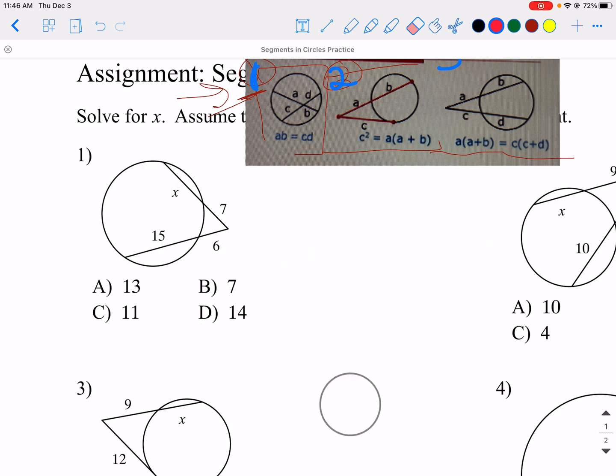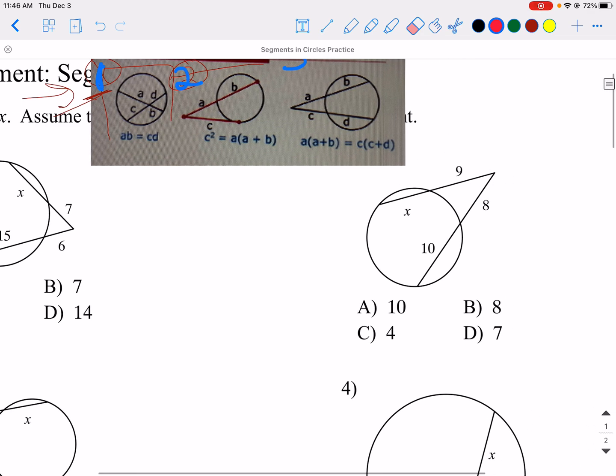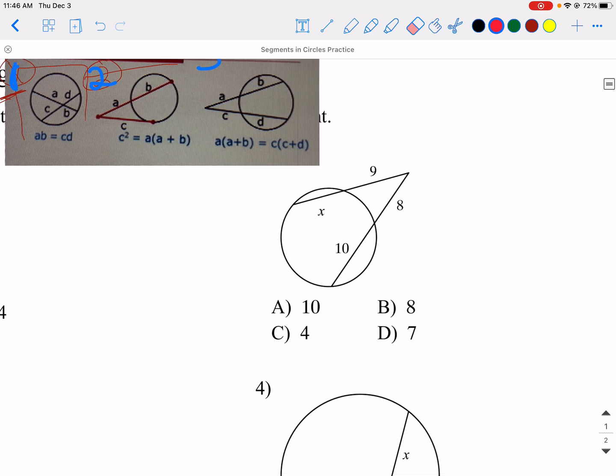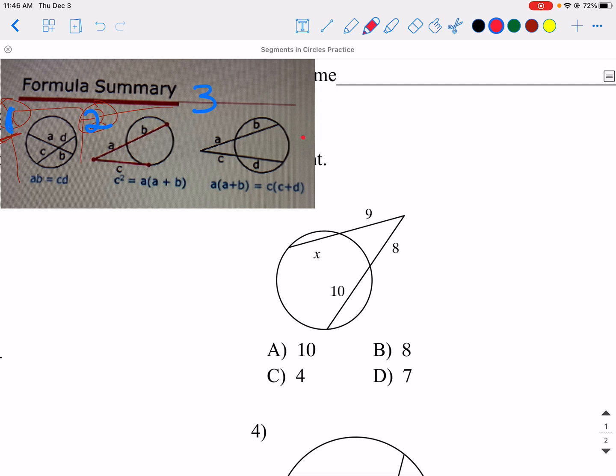You can pause the video if you need to or go back. So I'm going to stick with my 1, 2, and 3 numbers. And now I'm going to go over to number 2. Okay, I'm going to look at this problem here, and what I see again is this resembles formula 3. So I'm going to label my diagram. Doesn't matter as long as they're on the same line. AB and CD. A is on the outside of the circle. C is on the outside of the circle. So I labeled that, and then I'm going to use that formula.